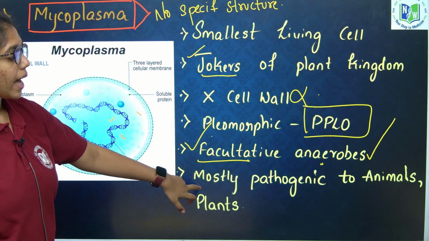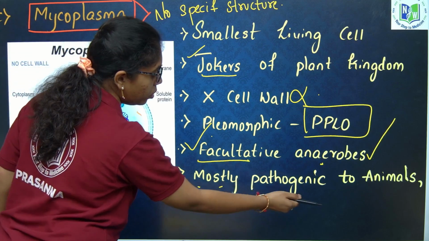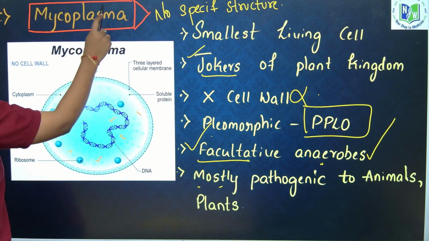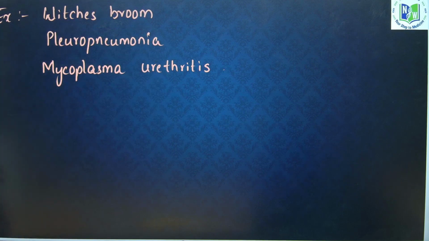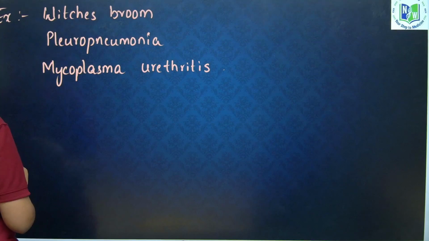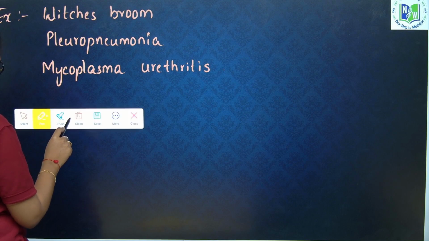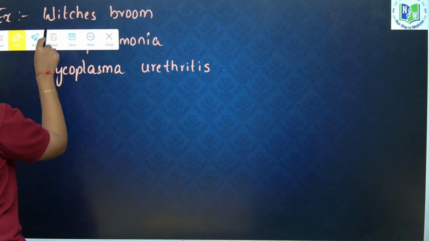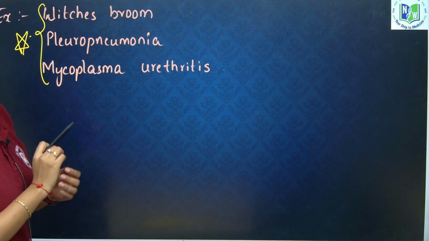Next, mostly they are pathogenic to animals and plants. Mycoplasma are mostly pathogenic to animals and plants. If you look into the examples of Mycoplasma, it includes witch's broom, pleuropneumonia and Mycoplasma urethritis. These examples are important. You need to remember, they can be asked as match the following questions, or examples of Mycoplasma they can give and they can ask you. Okay, important for examples. This is all about the kingdom Monera.